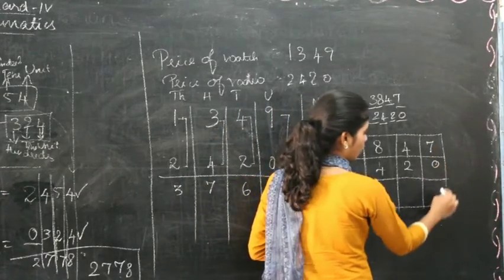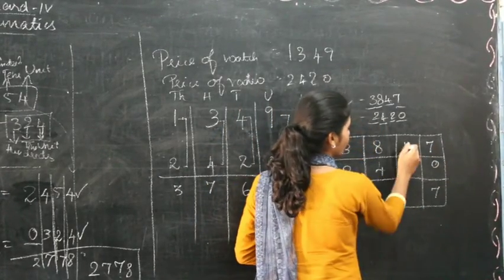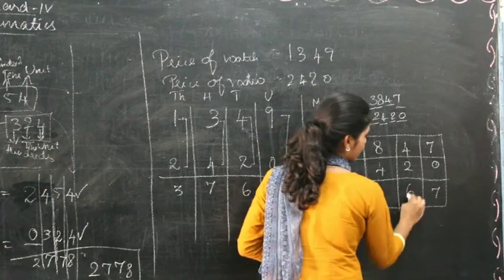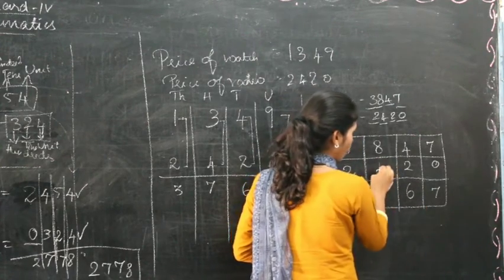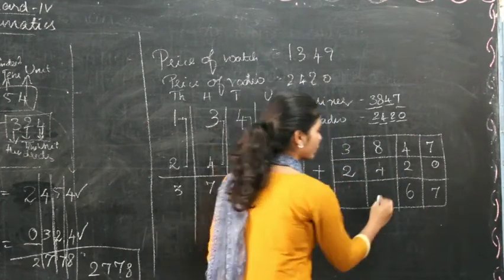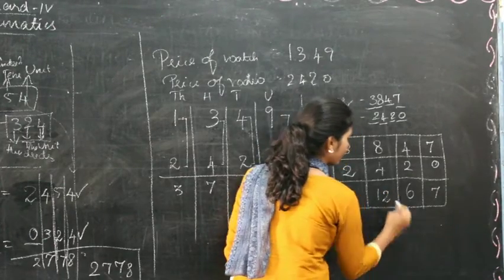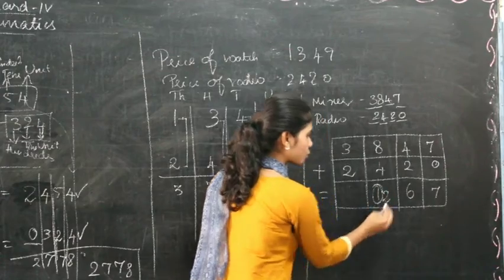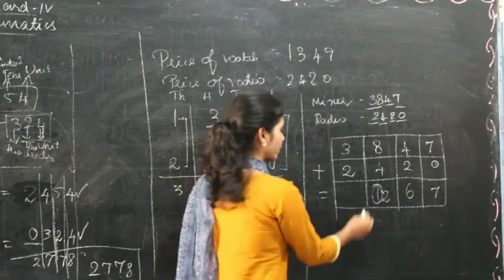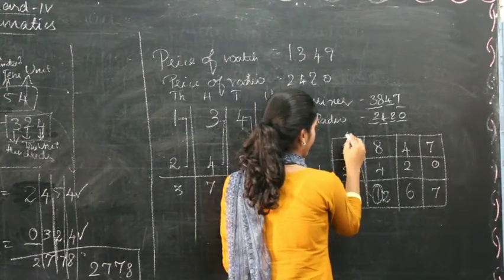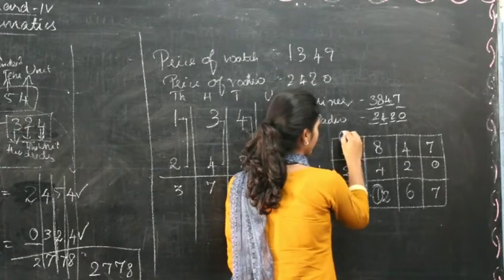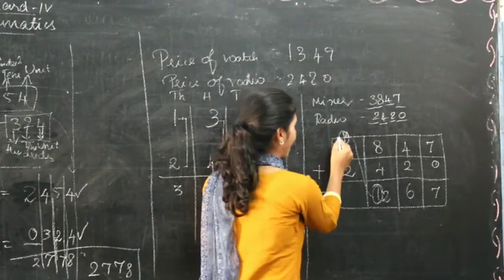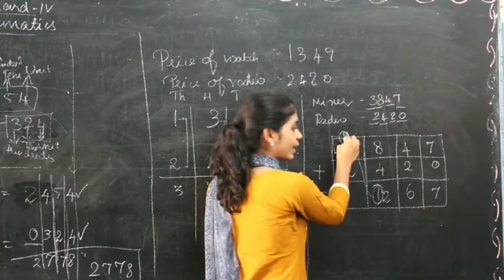7 plus 0 will be 7. 4 plus 2 will be 6. 8 plus 4 will be 12. So we have 1200. This is the carry. What should we do with the carry? We should take it to the upper level. Here we will put this carry so that we can add both.